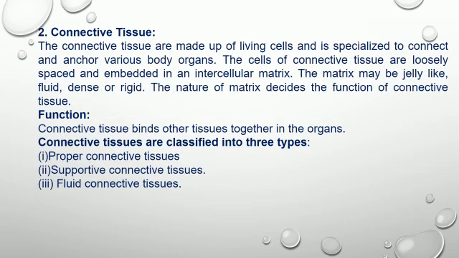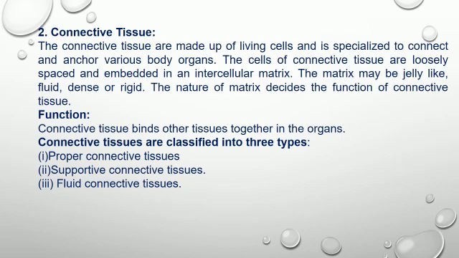Connective tissue. The connective tissues are made up of living cells and specialized to connect and anchor various body organs. The cells of connective tissues are loosely spaced and embedded in an intercellular matrix. The matrix may be jelly-like, fluid, dense or rigid. The nature of matrix decides the function of connective tissue. Function: connective tissue binds one tissue to another in the organs.